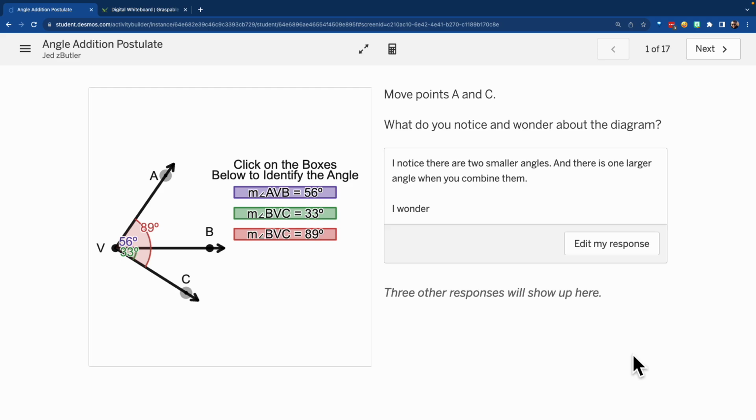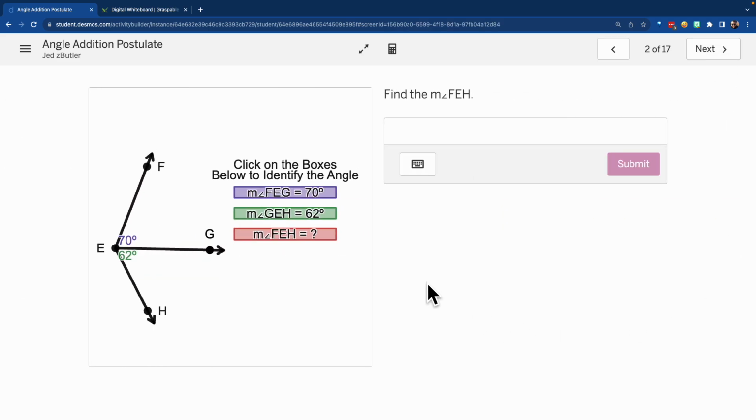Okay, so I'm going to click share with class. I'll move on. Find measure of angle FEH. Now notice I can't change these numbers, but I see that FEG is 70, GEH is 62. FEH is the red, the whole thing. So the whole thing is when I add the two things together. So I could say 62 plus 70.